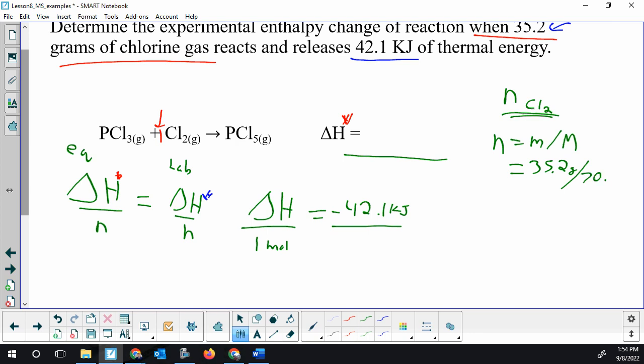Atoms are 70.90. So 0.497 moles. Again, you'd keep all the digits in your calculator.